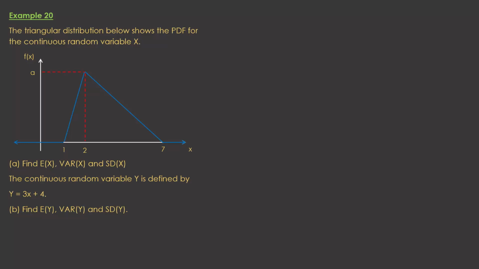The triangular distribution below shows the PDF for the continuous random variable x. We want to find the expectation of x, the variance of x, and the standard deviation of x. The first thing we need to do is find the PDF.